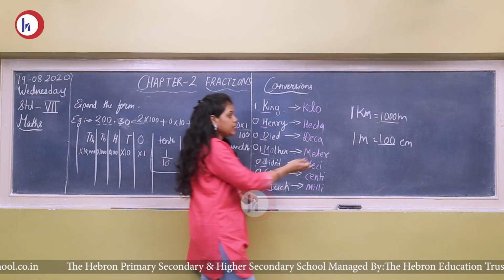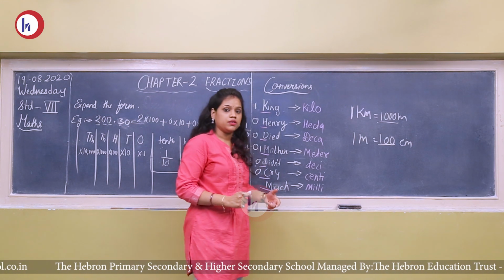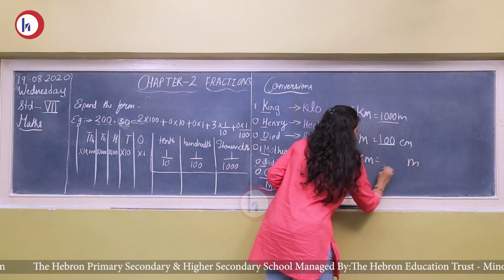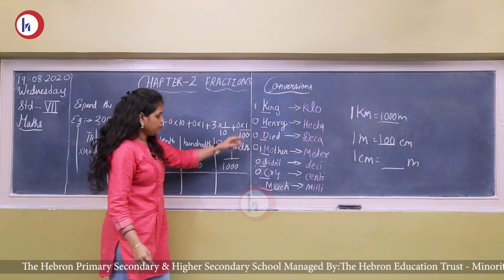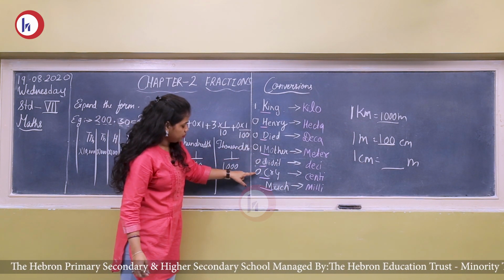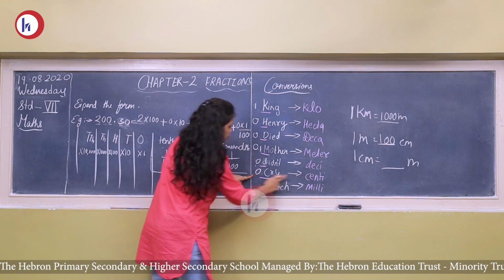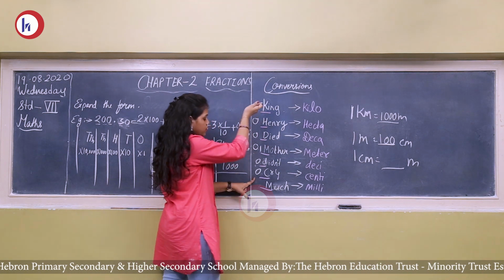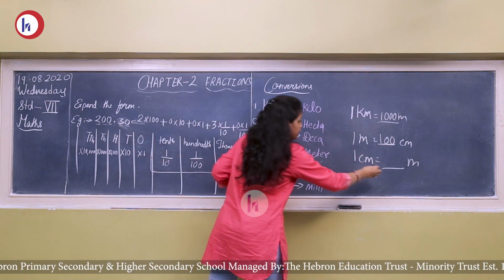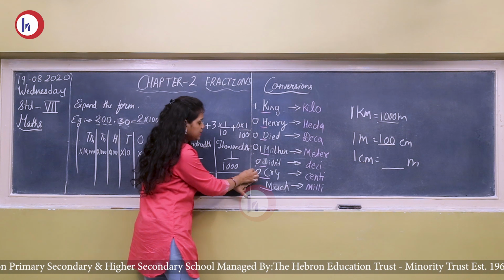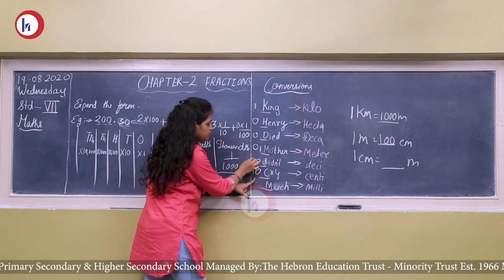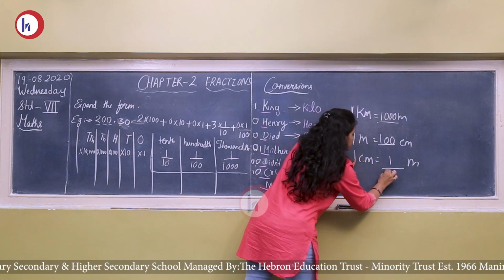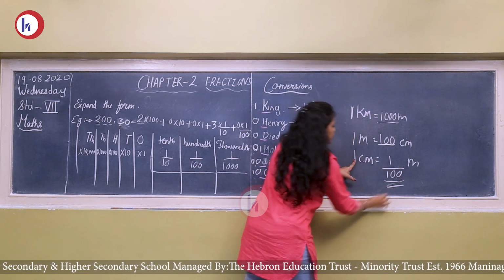Now let's take कि 1 meter is equals to 100 centimeter. Suppose I am asking you 1 centimeter is equals to how many meter then what you are going to do? So we will go to centimeter. Centimeter आपका यहाँ पर है. So from centimeter you will go upside. So when you go upwards you are going to divide. So 1 centimeter is equals to the 1, 0, 0. That means 1 centimeter is equals to 1 upon 100 meter.